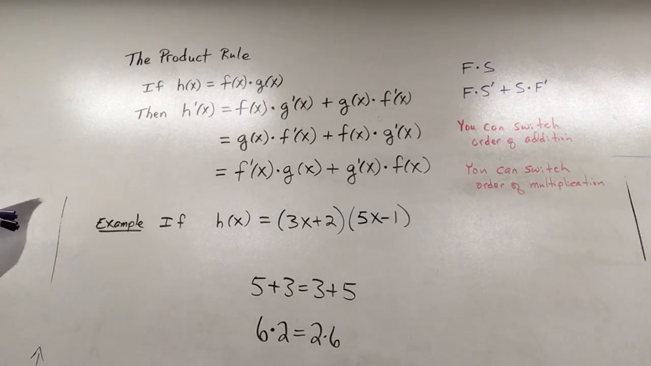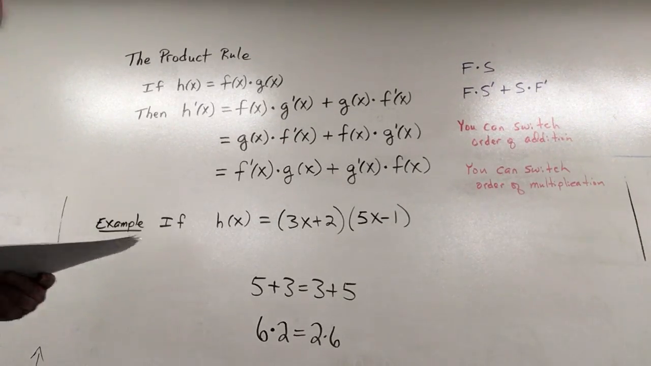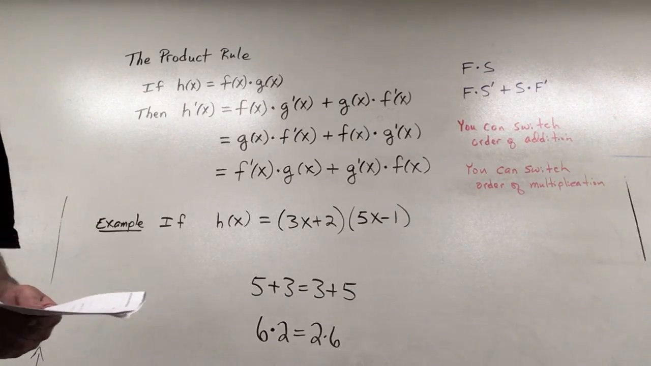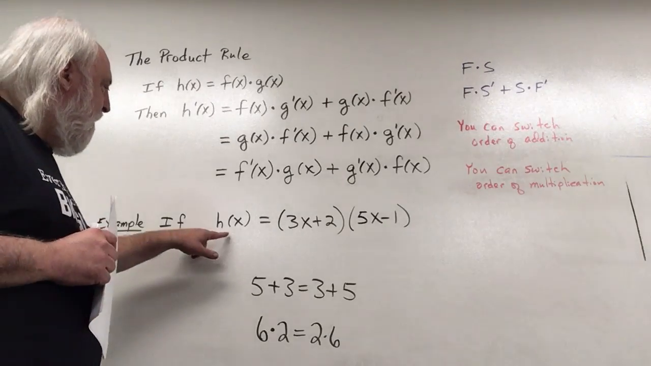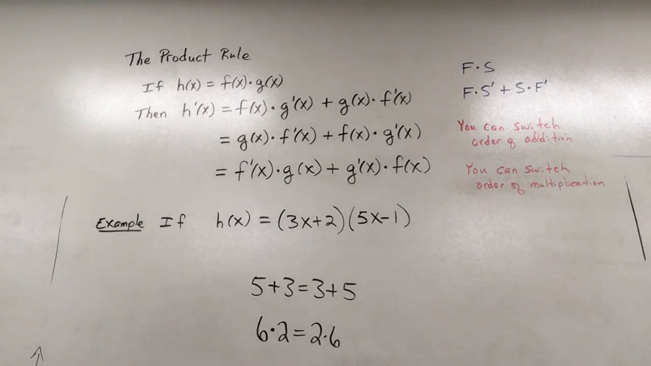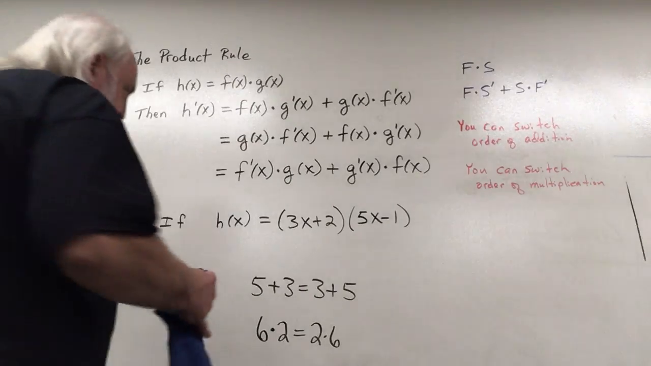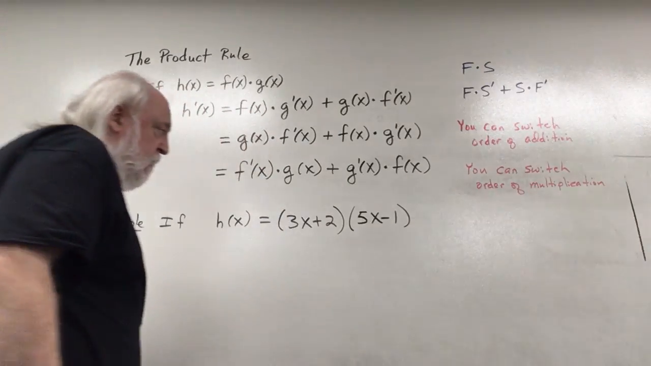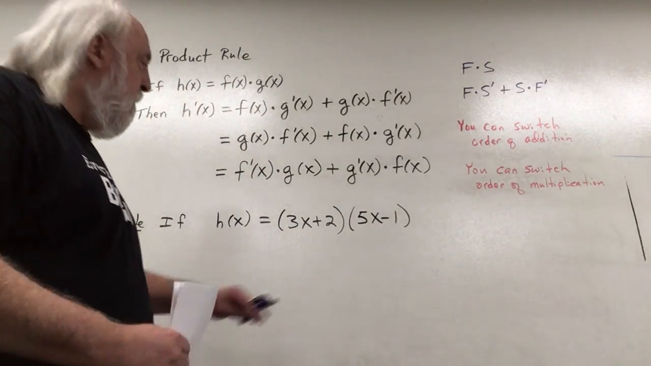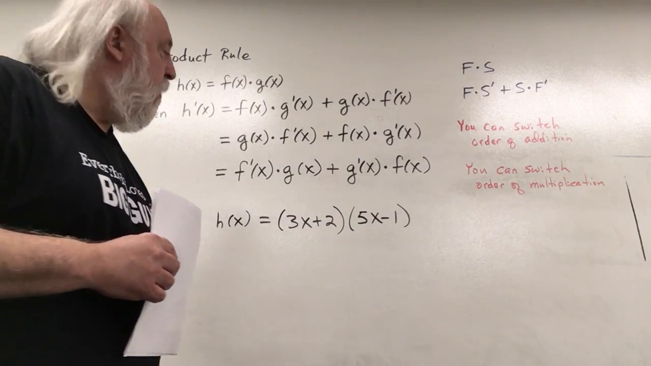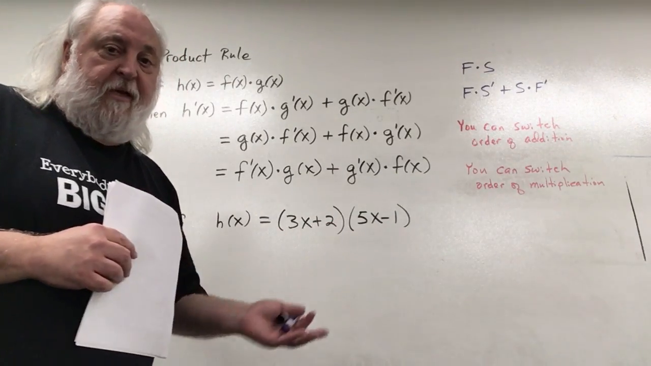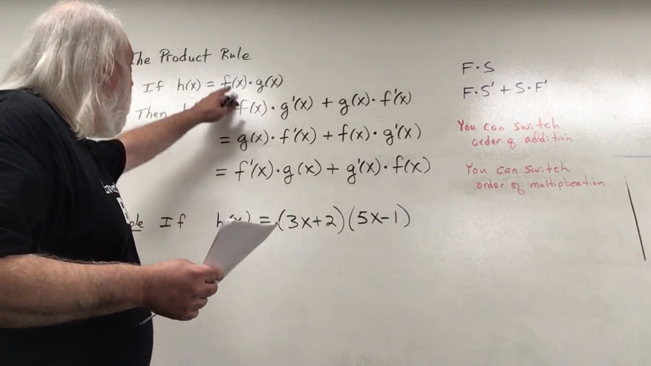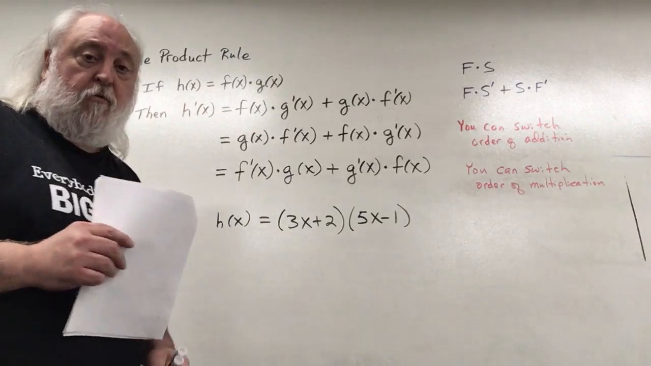Okay, so let's work some examples in your note packet on page 21. In the first example, we have h of x is equal to 3x plus 2 times 5x minus 1. Now we could find the derivative of this function by FOILing these two binomials and then using the sum and difference rule. But we're really here to demonstrate application of the product rule.